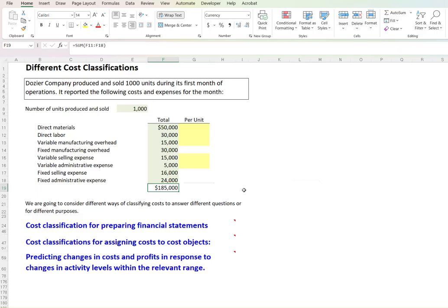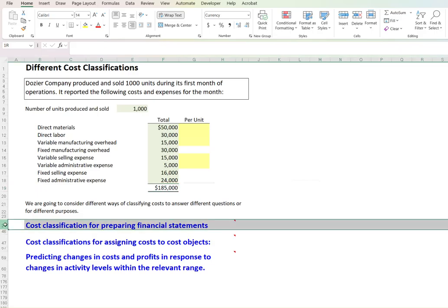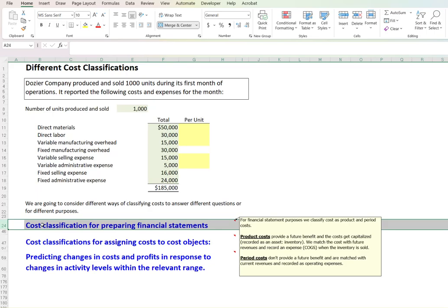If we're preparing financial statements, we're going to think about classifying our cost as either product costs, which provide a future benefit, or period costs that don't provide a future benefit. Recall the matching principle says we want to match cost with the revenues they help generate. So if we've got a factory and we're making product, all of those costs are going to be capitalized, again, means recorded as an asset, and then matched with revenues in future periods when we sell them. The costs that we incur outside of our factory are considered period costs, and they go directly to our income statement.